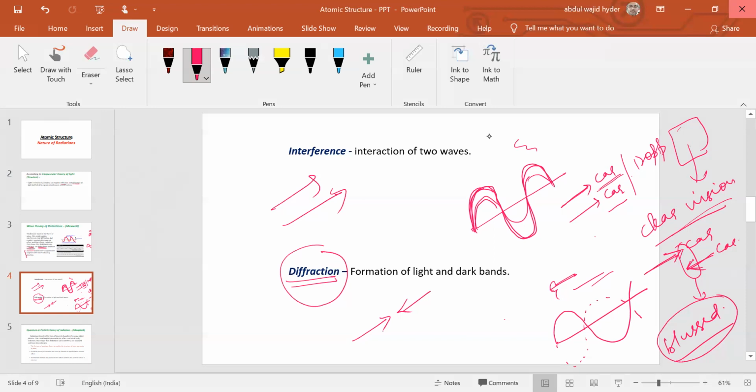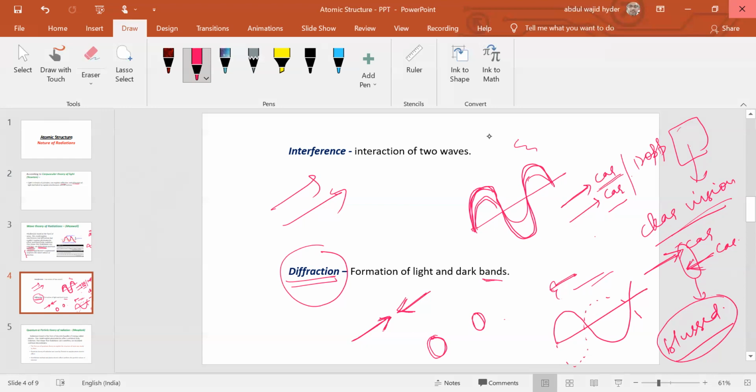Is it fine? Sir, formation of light and dark bands, what does that mean? Means, see, if two lights are moving in the opposite direction, then somewhere it will be a light band and somewhere it will be dark. If it is light, then you can see, and if it is dark, then you can't see. Band means strips, regions.